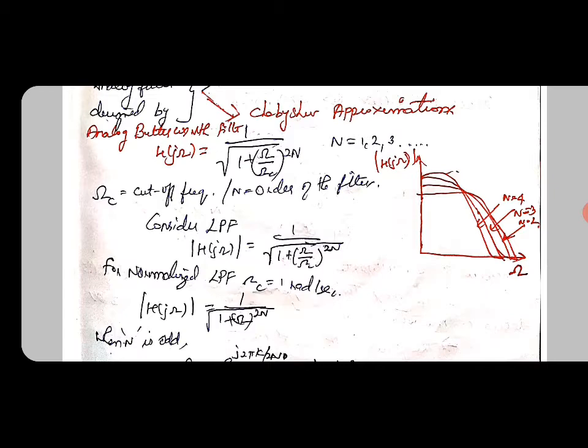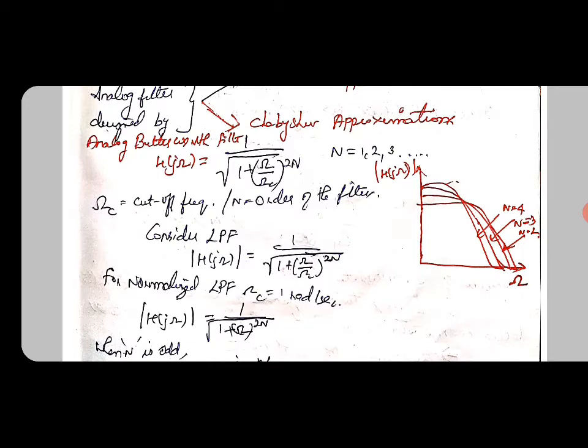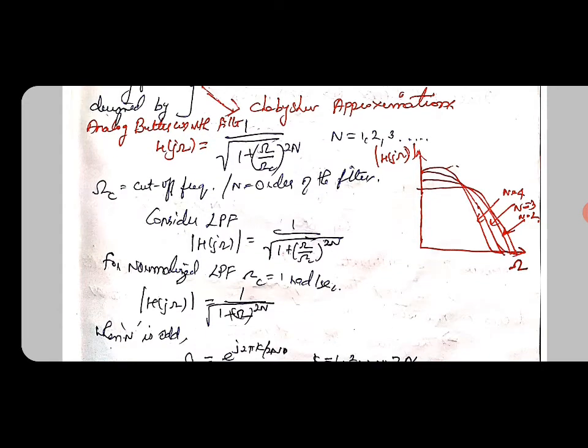In the case of the Chebyshev filter there may be ripples either in the passband or stop band, but in the case of elliptical filters there will be ripples in both the passband and stop band. These are the differences between Butterworth, Chebyshev and elliptical filters. When there are no ripples in the passband and stop band, it is said to be a Butterworth filter. This is the magnitude response of the Butterworth filter of order n equal to 1, 2, 3 and 4.